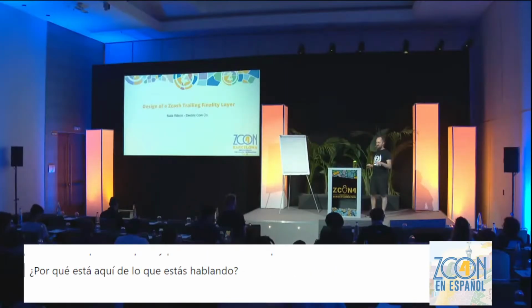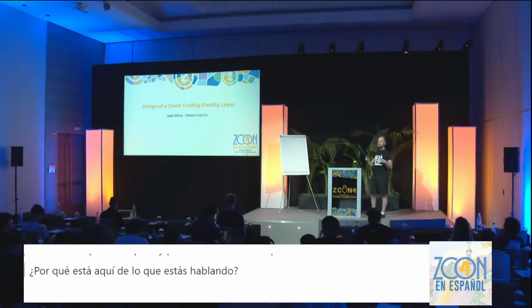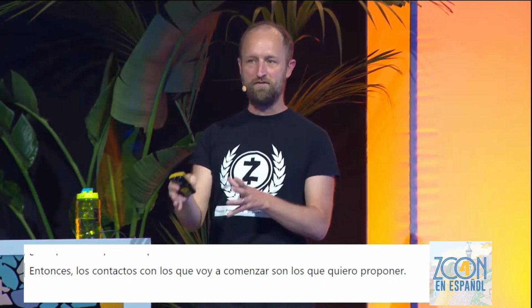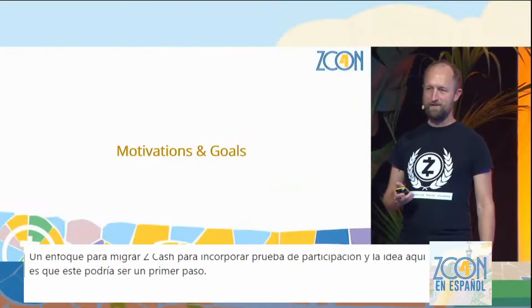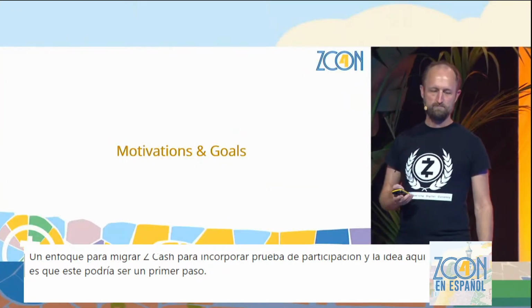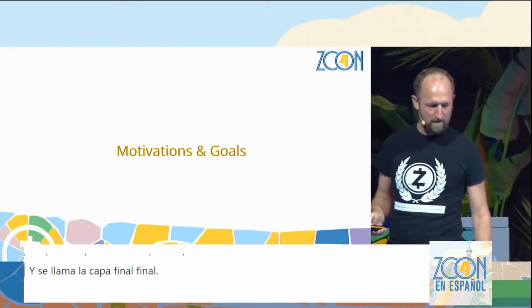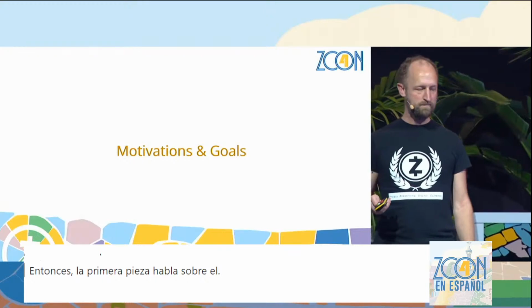What are you talking about? So the context I'm going to start with is I want to propose an approach to migrating Zcash to incorporate proof of stake. And the idea here is this could be a first step. It's called the trailing finality layer. So the first piece is talking about the motivations or the goals of the design.